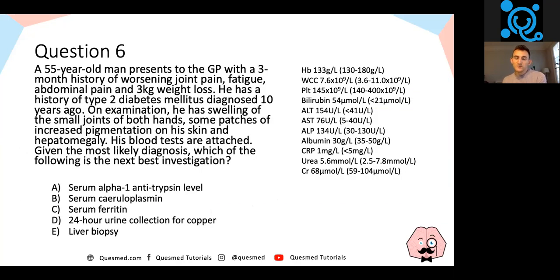So question 6. A 55-year-old man presents to the GP with a 3-month history of worsening joint pain, fatigue, abdominal pain, and 3 kilograms of weight loss. He has a history of type 2 diabetes mellitus, diagnosed 10 years ago. On examination, he has swelling of the small joints of both hands, some patches of increased pigmentation on his skin, and hepatomegaly. His blood tests are attached. Given the most likely diagnosis, which of the following is the next best investigation? You've got some blood results there to look at on the right side of the screen.